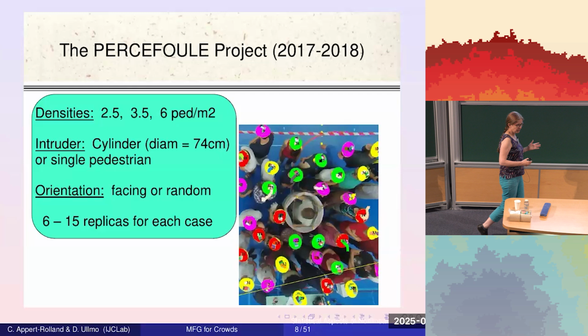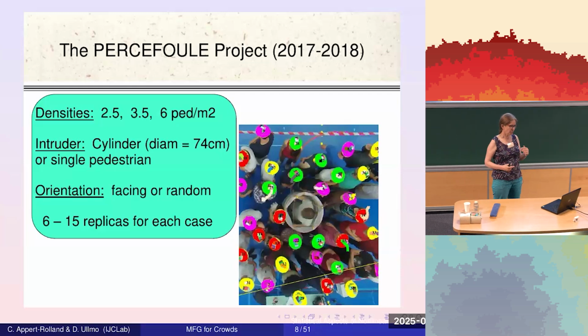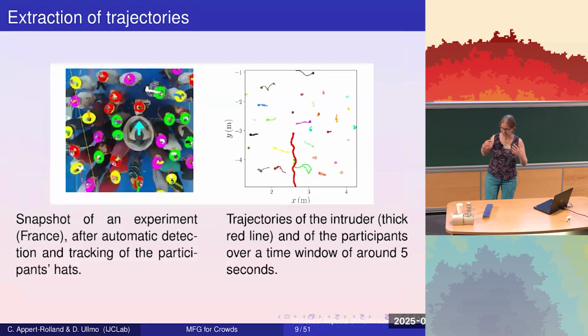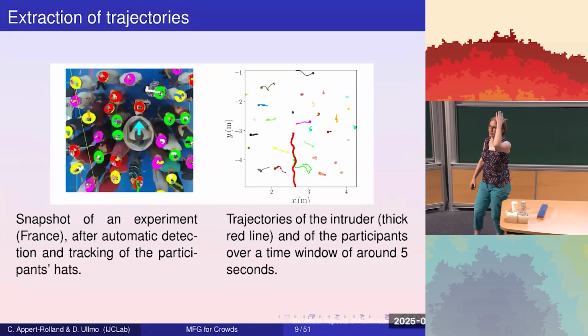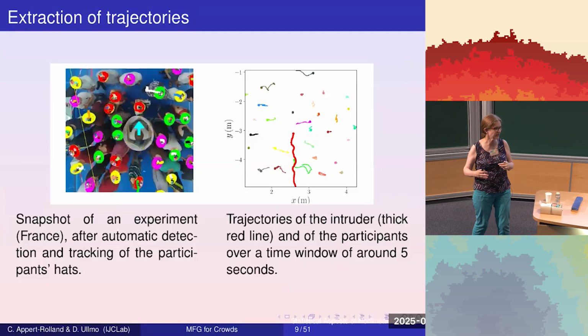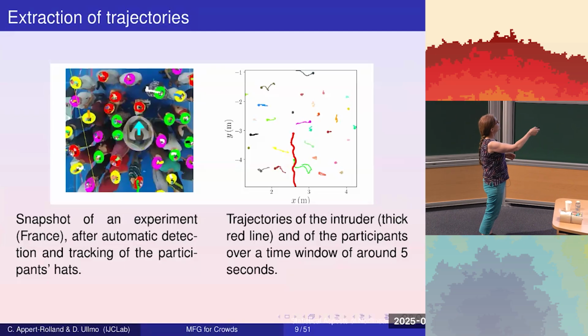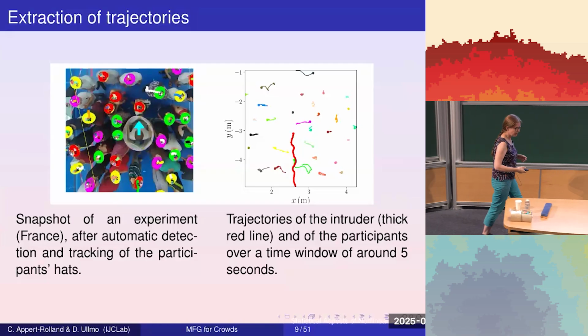The cylinder was always the same, but we also changed the orientation of people. They were most of the time facing the cylinder, but they could also have a random orientation. And we made replicas. From the tag on the hat, we can detect the displacements. So here I have the cylinder and the displacements of the people around.